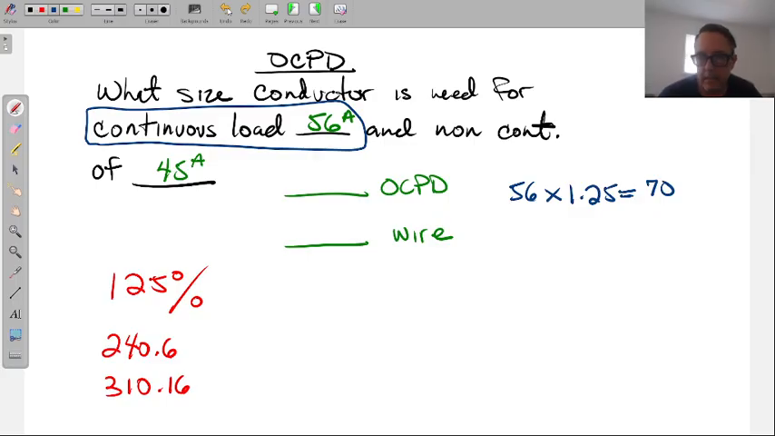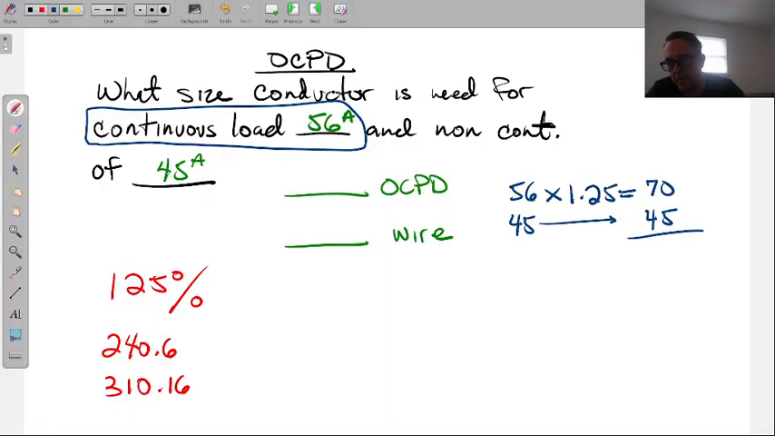Now, for non-continuous loads, none of that has to be done, so we don't do anything. But we do, since we're going to find one wire for both and one breaker for both, have to add this up. All right, so I'll pause right there, let everybody kind of get caught up. So far, if there's a number that you're looking at that you don't know why it's up there, let me know.